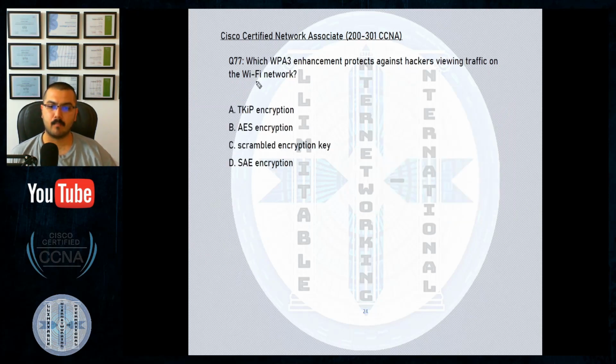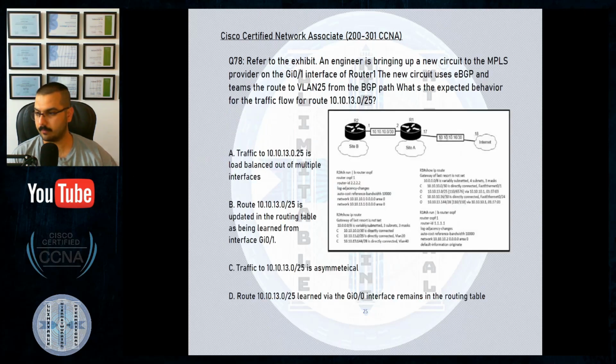77. Which WPA3 enhancement protects against hackers? WPA1 had TKIP and RC4. In WPA2, AES-256 with CCMP was developed, and in WPA3, SAE was developed. Okay, you can see that back in chapter 6 in the Wi-Fi security section. We have talked about that.